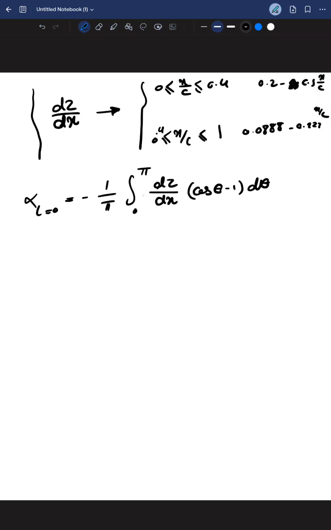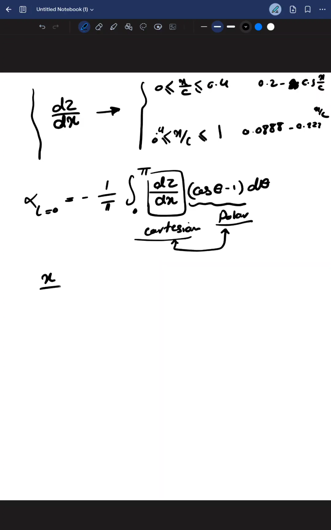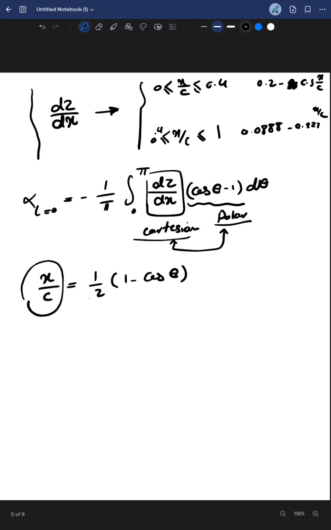Okay, so this is in Cartesian coordinate system, and this is in polar coordinate system, or cylindrical or spherical, right? So Cartesian and polar means that we have to convert one to the other, and the conversion equation was like this: x over c is equal to 1/2 (1 minus cosine of theta). So wherever I see x over c, I have to put 1/2 (1 minus cosine of theta) right here. See, one here and another one here, right? So let's redo these equations.